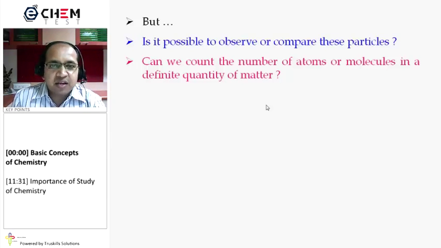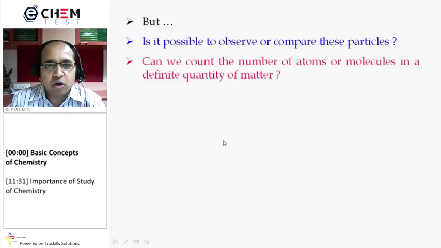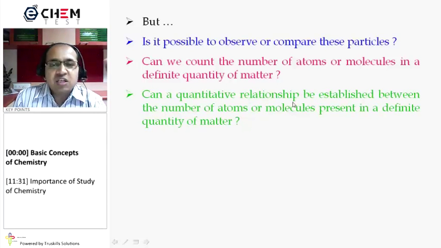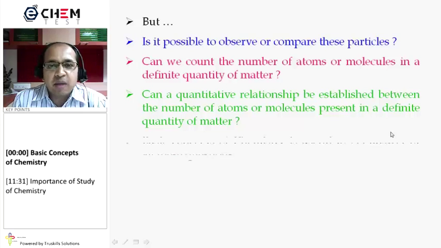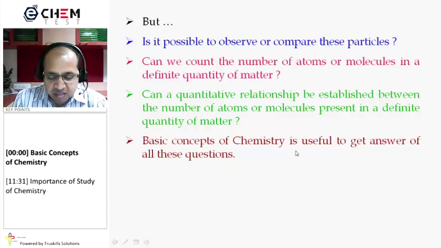Suppose I take 5 gram carbon and 5 gram oxygen. Do both contain the same number of atoms or molecules, or do they contain different numbers? Can a quantitative relationship be established between the number of atoms or molecules present in a definite quantity of matter? Basic concepts of chemistry are useful to get answers to all these questions.